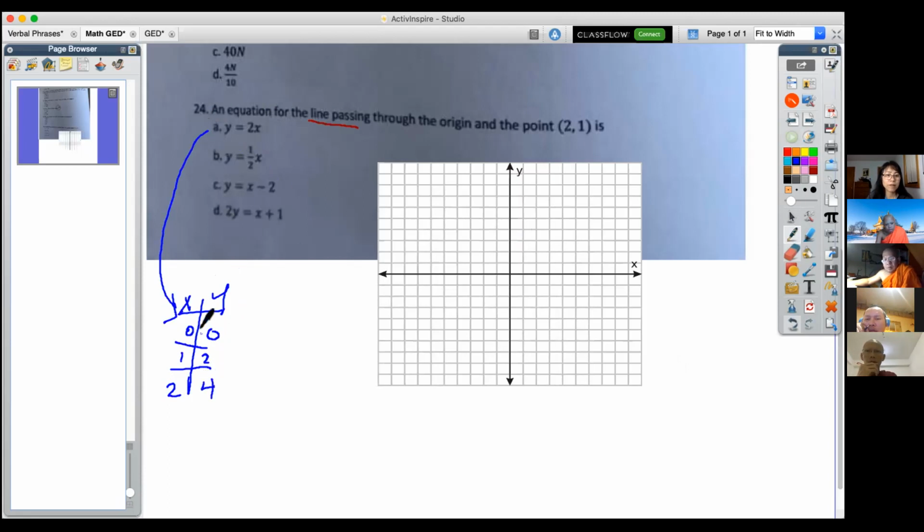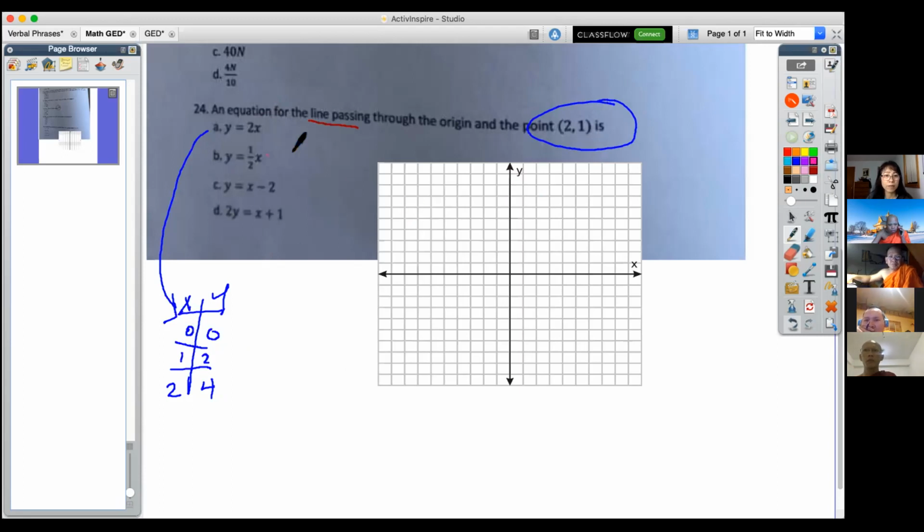Okay, so if you graph A, this is what A looks like. So if you put in 0 for X, you got 0 for Y. If you put in 1 for X, you got 2 for Y. If you put in 2 for X, you got 4. So it's not A, because you're looking at 2, 1, and this is 1, 2. It's not A.